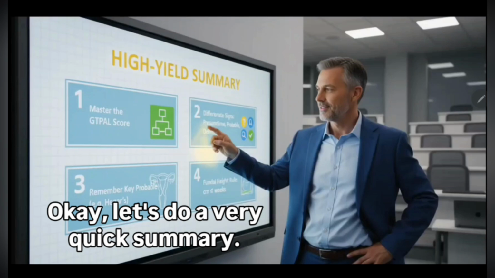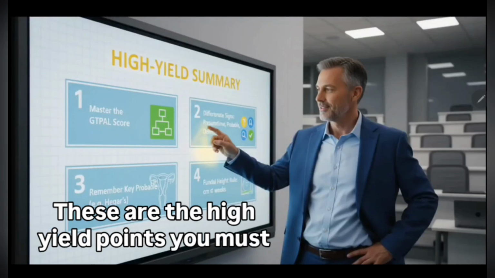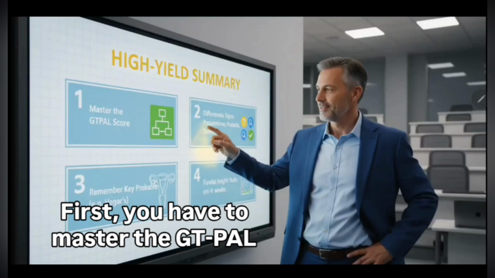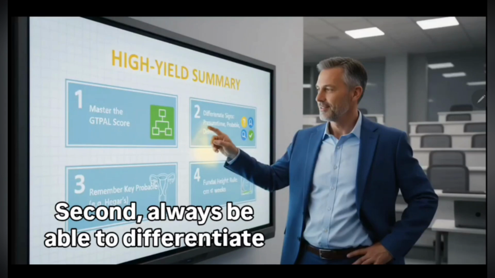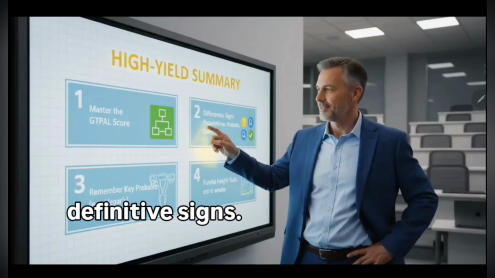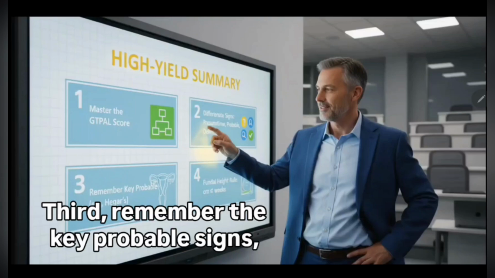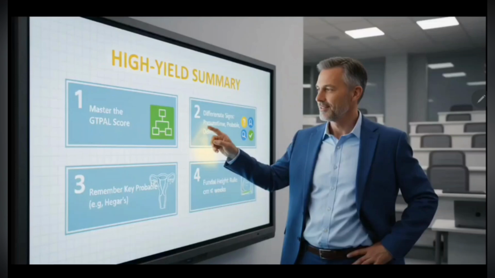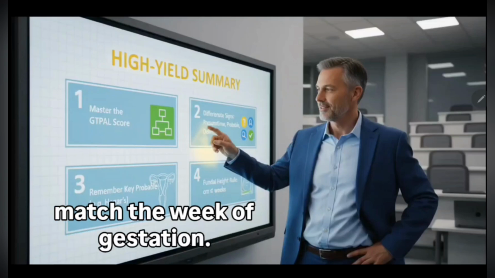Okay, let's do a very quick summary. These are the high-yield points you must take away. First, you have to master the GTPAL score. Second, always be able to differentiate between presumptive, probable and definitive signs. Third, remember the key probable signs, especially Hegar's sign. And finally, that rule of thumb. Fundal height in centimeters should match the week of gestation.